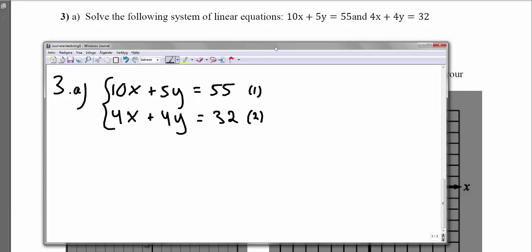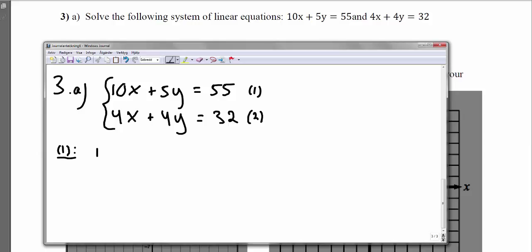Remember, there are 2 different ways of solving simultaneous equations. One is the substitution method, and the second one is elimination method. I'm going to try to solve these simultaneous equations with a substitution method. So basically I'm going to rewrite the first equation. I'm just going to write 1 here so you know which one I'm working on. Number 1. I'm going to try to express x in terms of y.